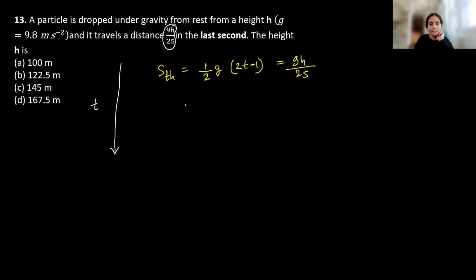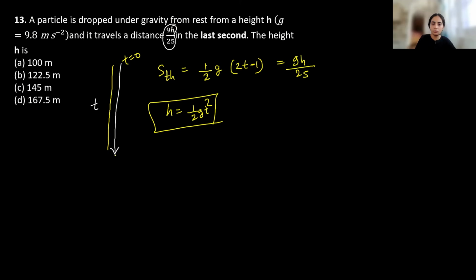Done it? And this h can also be written as, I mean how much distance it will cover in t time, that is equal to h. So h can be written as half gt square by using second equation of motion starting from t equal to 0 to t time. Done it? So this is this. अब देखो हमें क्या निकालना है, हमें निकालना है height h. So if we know what is this time t, we can calculate height h.